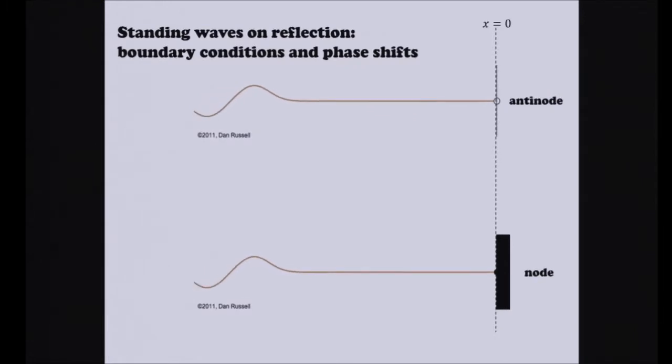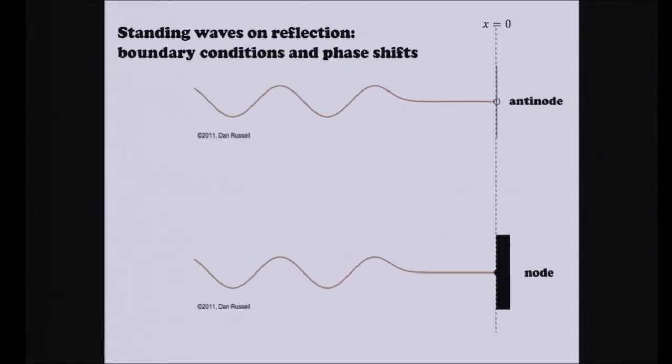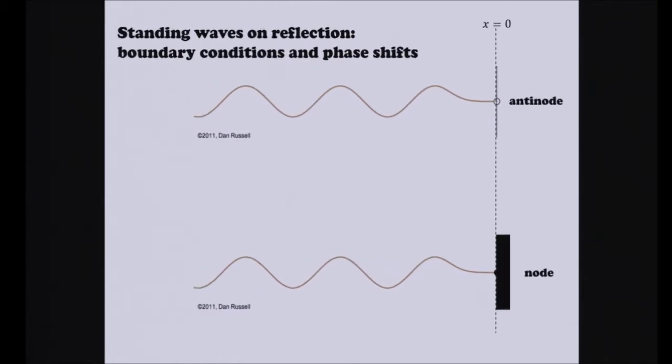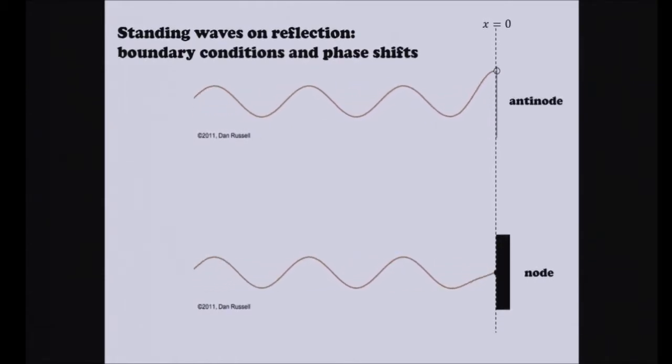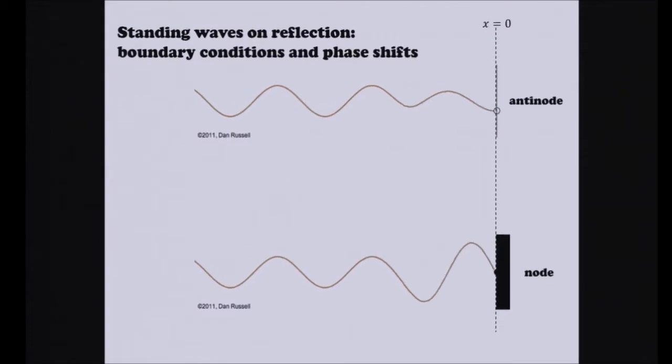So this incoming wave is coming in at the boundary, and it's reflecting off of this surface. The way that the wave reflects back is going to determine whether you're going to get an antinode or a node.